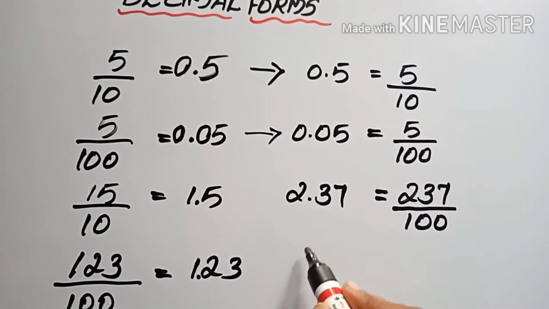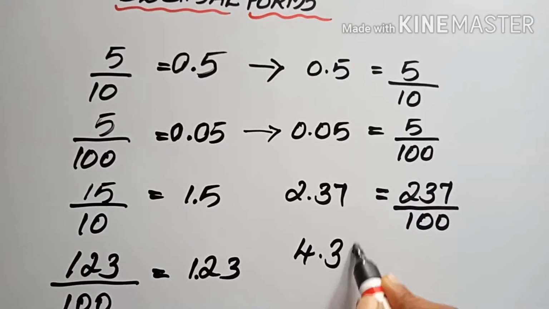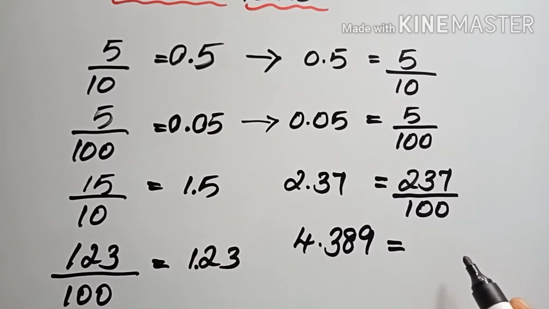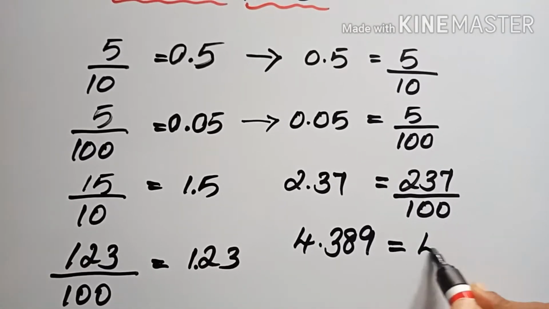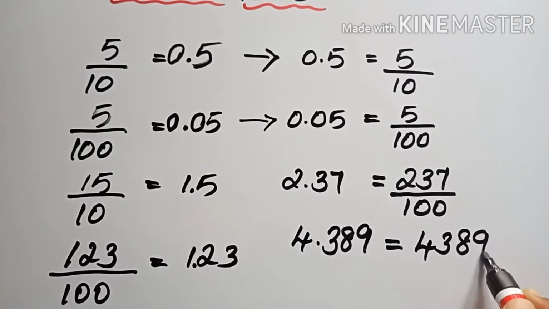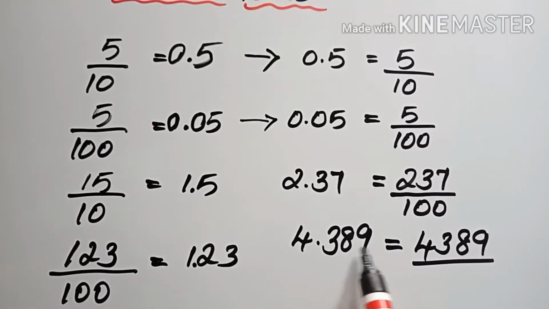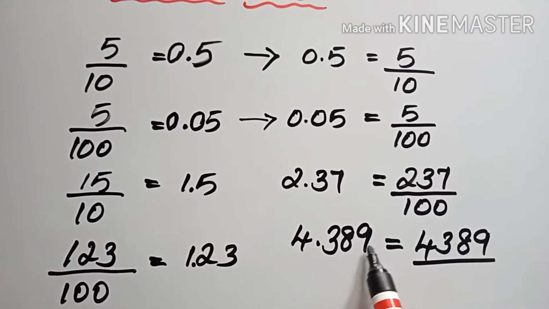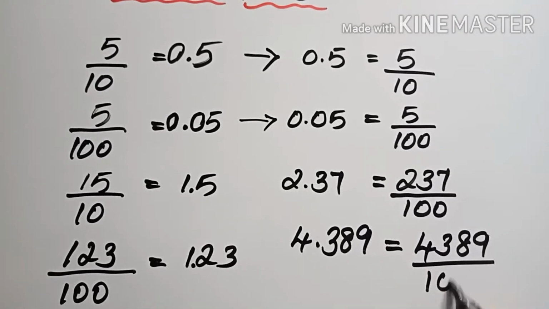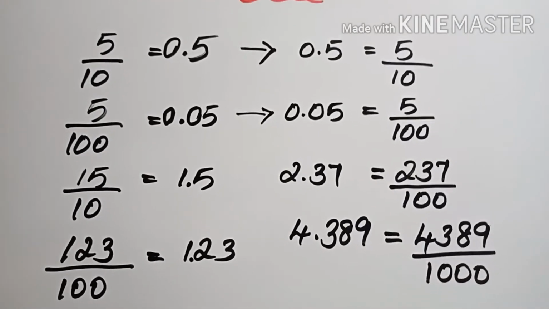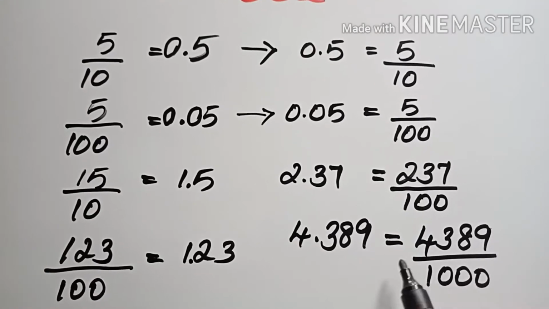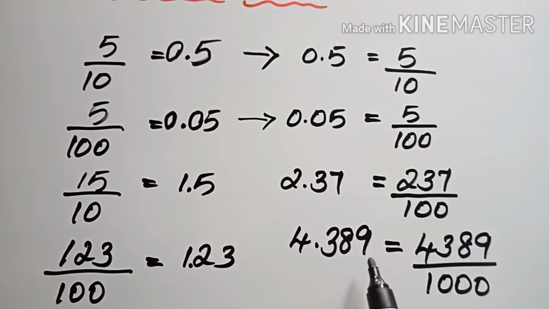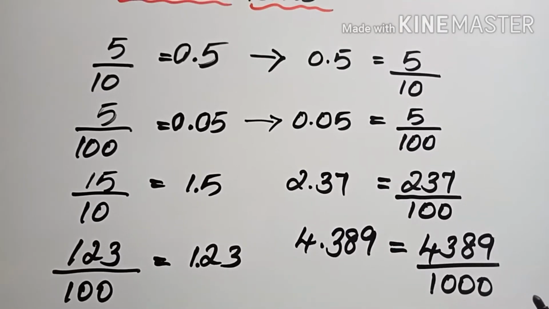Okay, one more example, 4.389. How will we write the fraction form? First write the numbers, that is 4389, divided by how many numbers after the point? 1, 2, 3. 3 numbers. So 3 numbers means 1 along with 3 zeros. That is 4389 divided by 1000 is the fraction form of 4.389. Okay, so this is the basics.